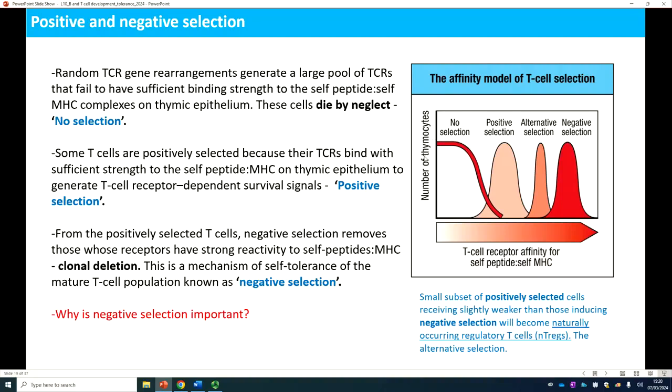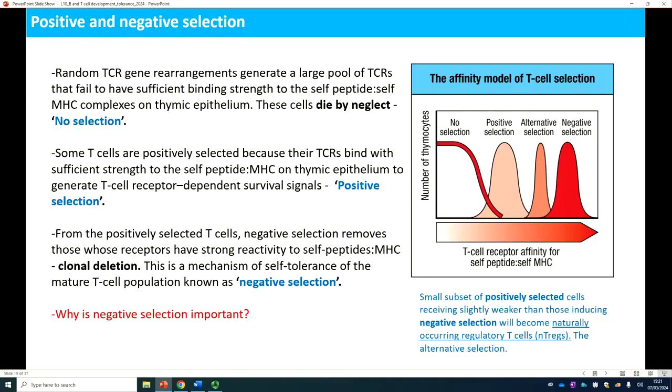On the other hand, we're going to get some T cells that are positively selected. These are the T cells that can bind to self-peptide and self-MHC with a sufficient strength that gives them that survival signal. And that's what we want. So they're going to be positively selected, and they're going to survive. On the other hand, if we look at the far right of this diagram, we have T-cell receptors that interact very strongly with self-peptide and self-MHC, and these are going to be negatively selected. Effectively, they're going to be clonally deleted and removed.